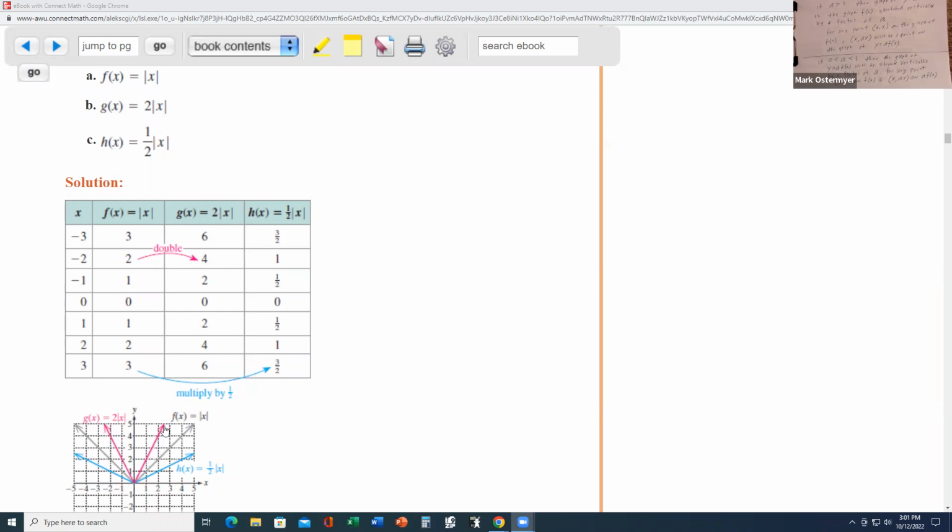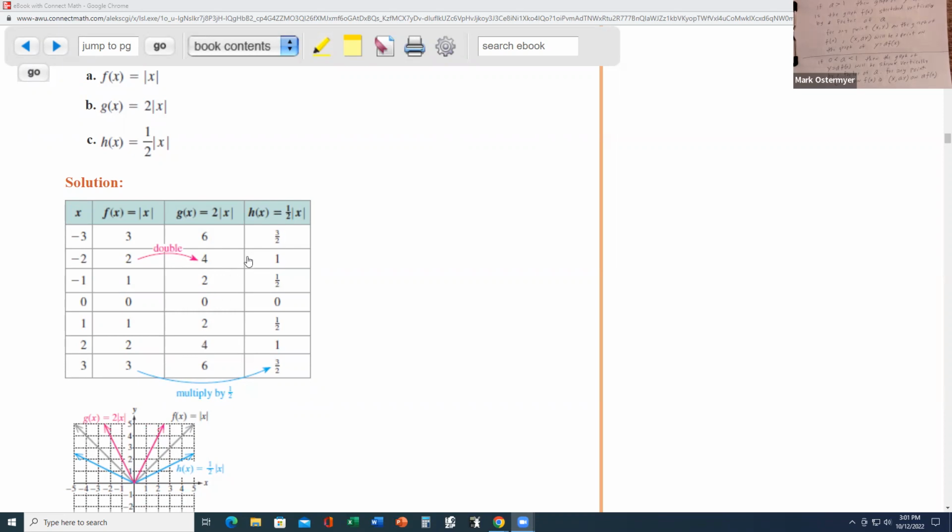And notice it looks like the graph in red is the gray graph that's been stretched vertically upward by a factor of 2. Okay, so you can see the vertical stretching that occurs with our basic gray graph, f of x equals the absolute value of x, and it becomes this red graph when you multiply f of x by 2.